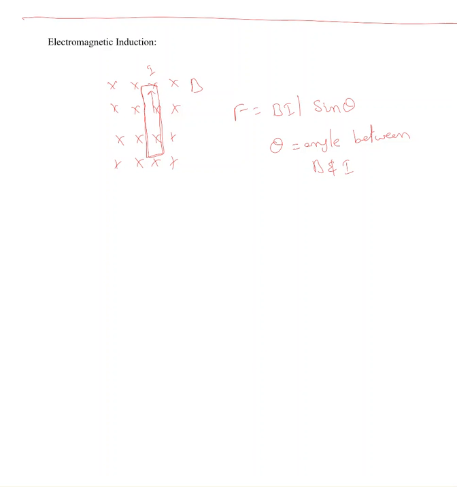Our next topic is electromagnetic induction. In the previous chapter we learned that if we place a current carrying conductor, assume that a current I is going up, in a magnetic field, here magnetic field B is going into the screen, it will experience a force. That force, we learned, F equals BIL sine theta. B is the magnetic field, I is the current, L is the length of the conductor, and theta is the angle between B and I.